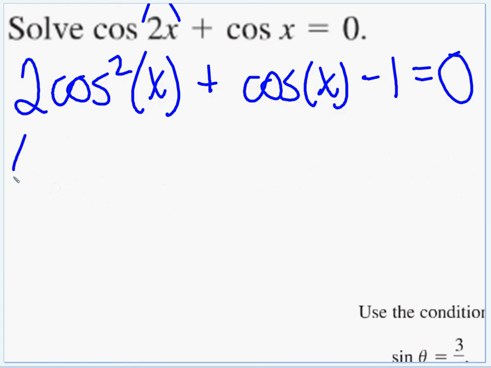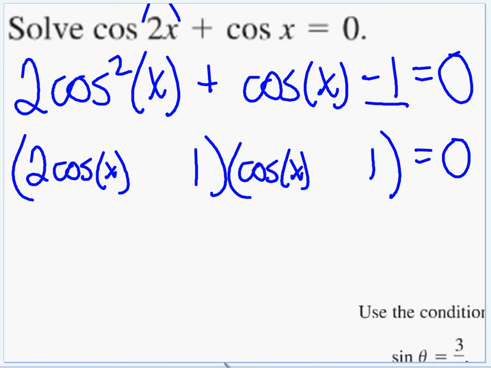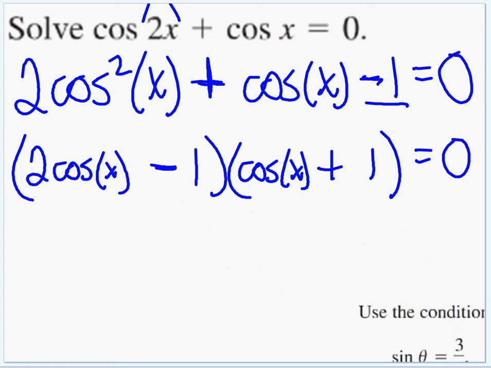So let's see, our leading term must be 2 cos squared, and that is going to come from a 2 cos x times another cos x. The constant at the end, 1, only has 1 and 1 as its factors. We want a plus in the middle and a minus at the end. So when we multiply the outers, we want that to be a positive 2 cos. And then when we minus the inners, well, minus 1, that'll take us to the plus 1 that we're looking for. And we have it factored.